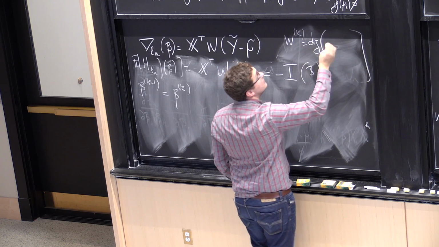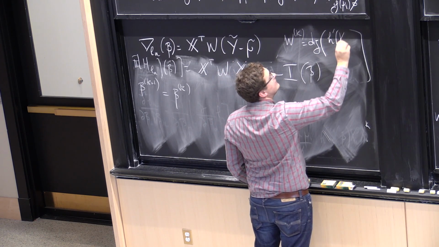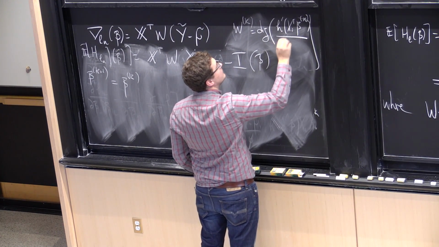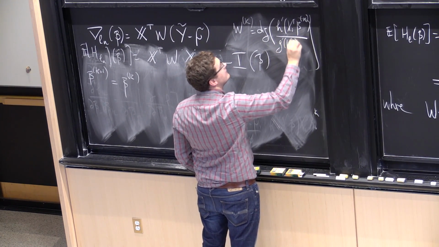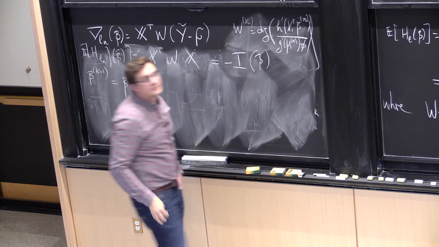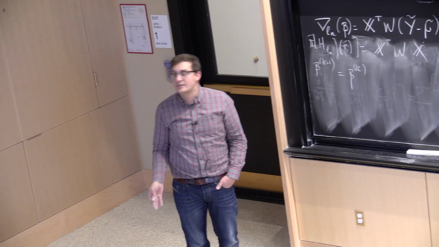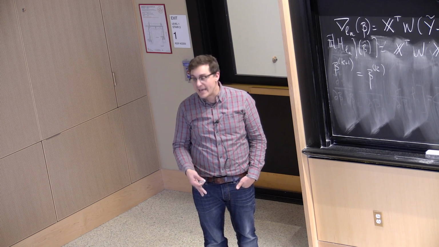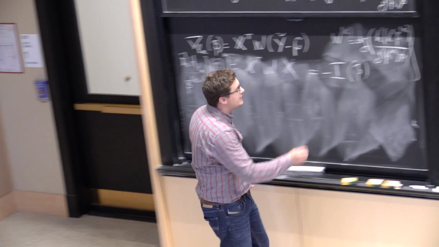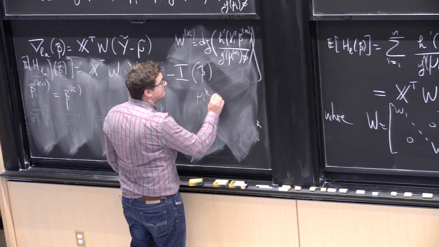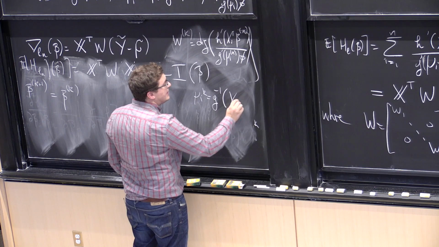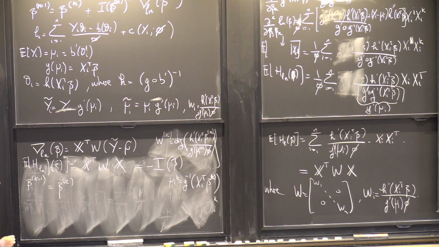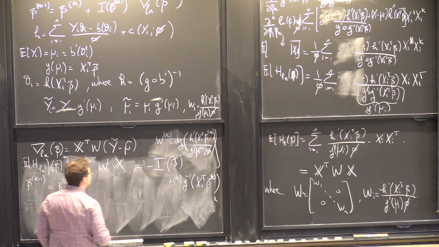So that's the diagonal of H prime of xi transpose beta k this time, divided by G prime of mu I k phi. Okay, so this beta k induces a mu by looking at G inverse of xi transpose beta k. All right, so mu I k is G inverse of xi transpose beta k. So that's an iteration.